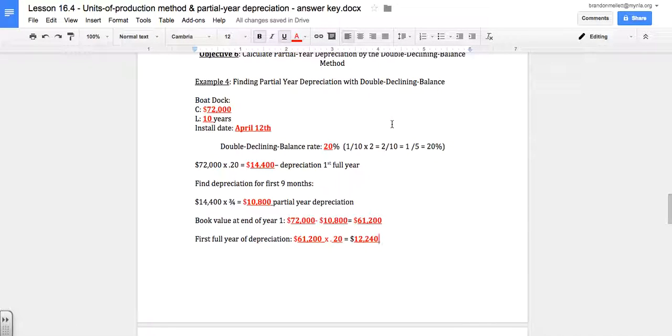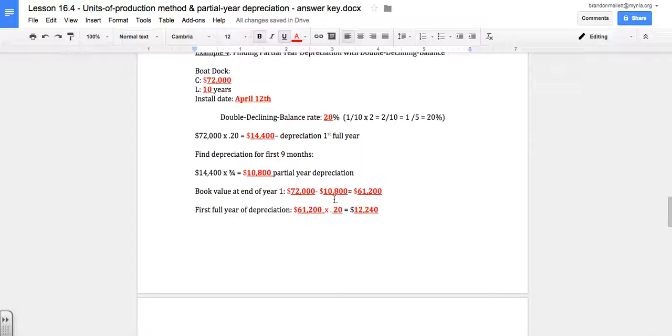Okay, so recap real quick. We found our rate, we found the amount of depreciation, and we realized it was purchased April 12th, so that gives us 9 months left. We took our depreciation from year 1 times 3/4, and we got $10,800. Again, this is based on 9 months remaining in the year. And then for the first full year, we took our $61,200 at the end of our first partial year times our rate, and we got $12,240.